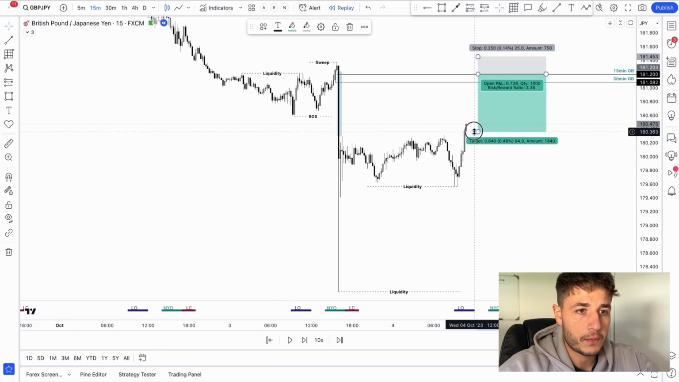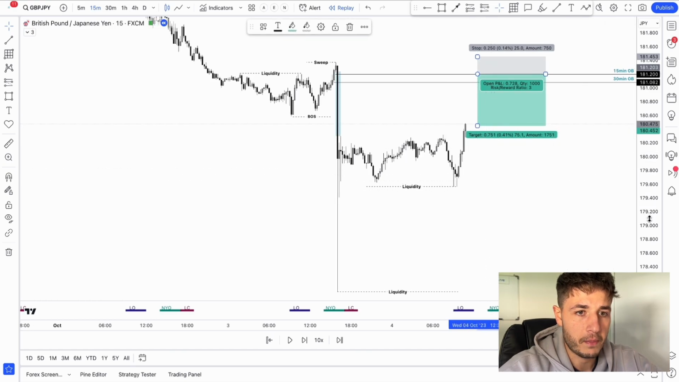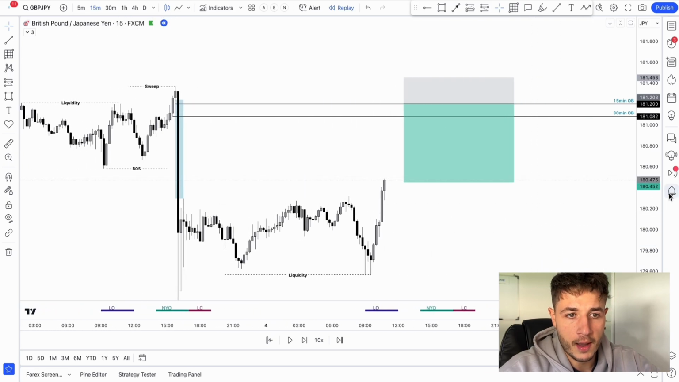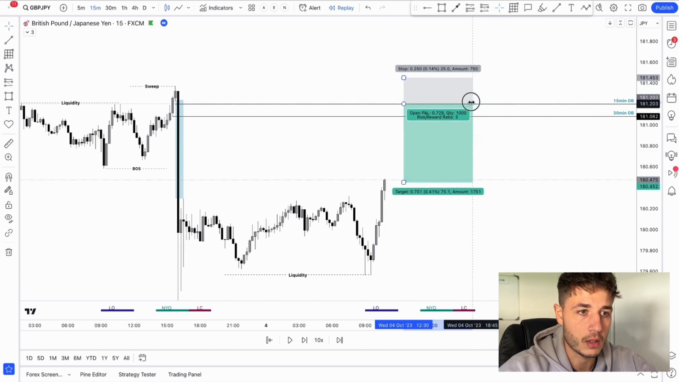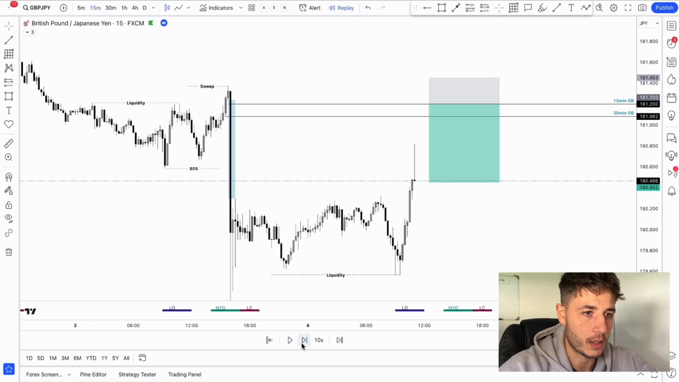So we're going to choose a 1 to 3 risk reward ratio. As you can see there, it's 1 to 3, 75 pips. In terms of price numbers, we are at 47, which is just 3 pips shy of 50, which is obviously cool. So let's play ahead and see what the market did.